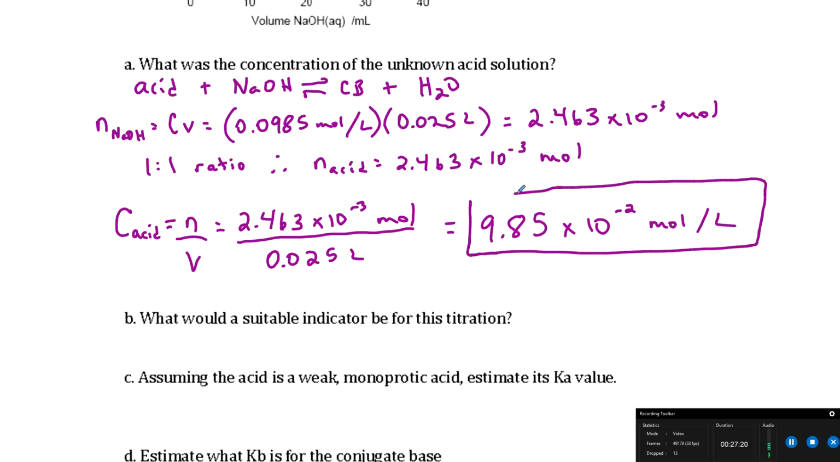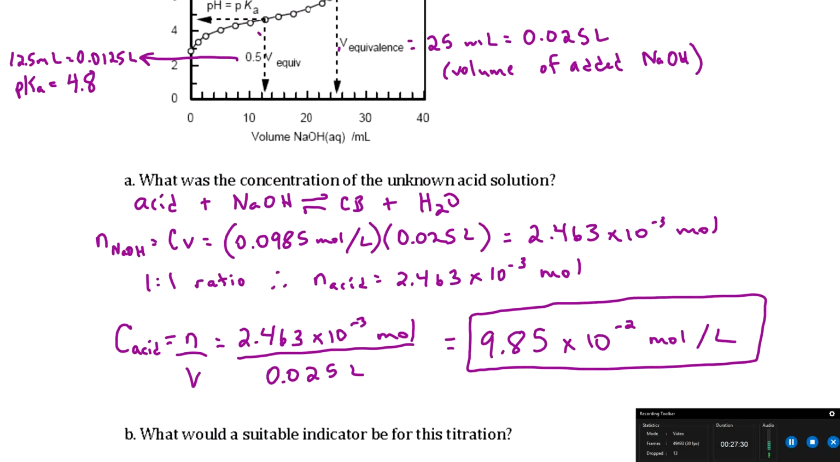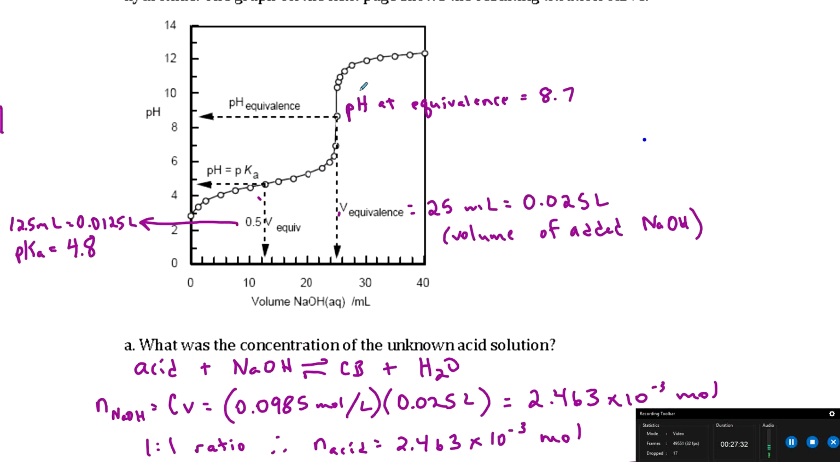Okay, so no different from some of the previous questions. But now let's add in a few more details. What's a suitable indicator for this titration? If you go back and think to the last lesson, you always want your indicator to have a color change within this vertical portion of the graph. You want it to match up with the equivalence point so that you stop your titration at the right spot.